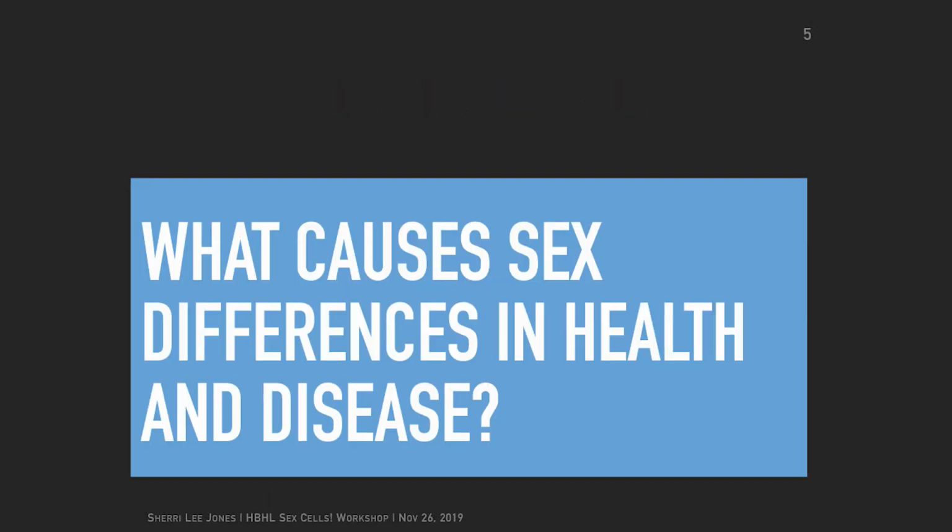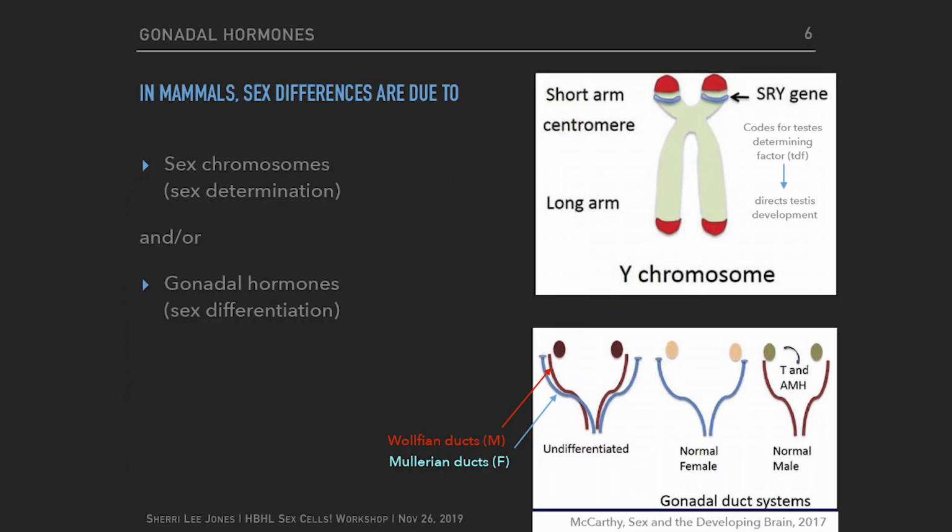So what causes sex differences in health and disease? If I were to ask you, can you name a couple things? What causes sex differences? Hormones? Good. Is there anything else? Sorry, chromosomes, did you say? Good, this is great. Okay, so right, so in mammals, sex differences are due to sex chromosomes, which are sex determining, and or gonadal hormones, which are sexually differentiating.